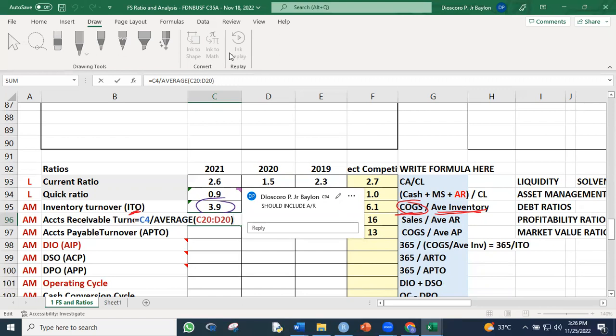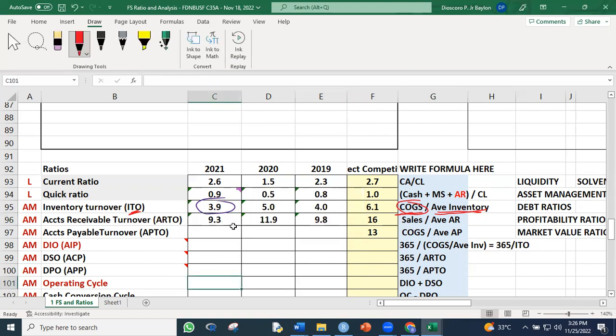Were you able to get it? So we just copied it. This will be D4 over average D20, E20. Okay, thank you for those questions. I really appreciate, again, guys, those questions. Any other questions as far as the ARTO is concerned?